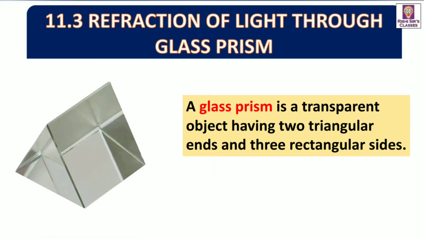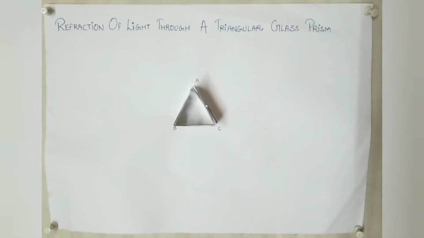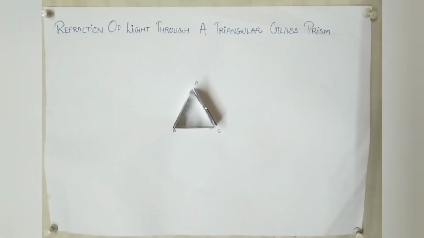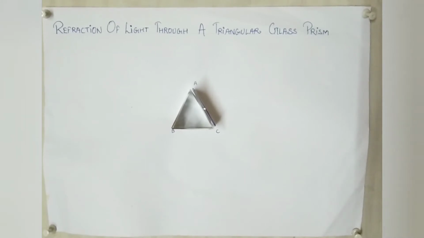Now we will understand how the refraction of light takes place through a glass prism. First of all, we need to understand what exactly a glass prism is. A glass prism is a transparent object having 2 triangular ends and 3 rectangular sides. Now we will start with the activity of refraction of light through a triangular glass prism.